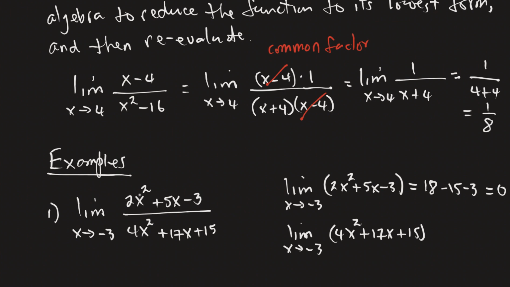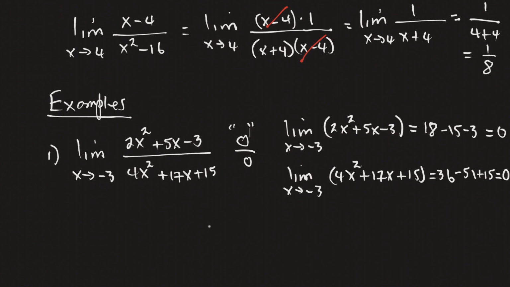So the numerator evaluates to 0. What about the denominator? Let's see. Again, -3 squared is 9 times 4, so that is 36. And then 17 times -3, that's -51. And then plus 15, and shockingly, you get another 0. So this is our indeterminate form. And again, I'll keep saying it, we never stop at this, because 0 over 0 means nothing, right? In the context of these limits.